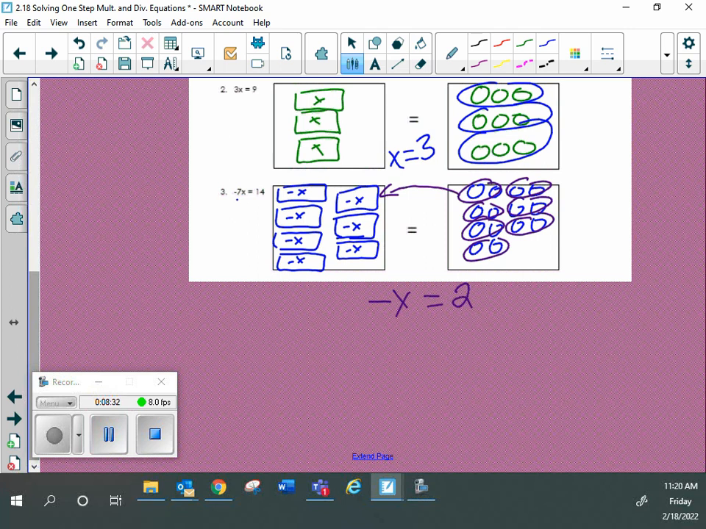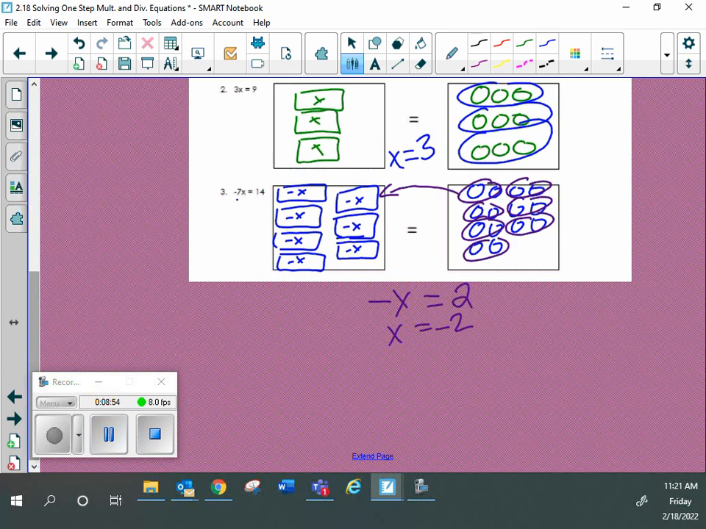Are we ever solving for negative X? No, we're looking for positive X. We're looking for positive X. So there's a couple ways you can think of it. X and negative X are opposites, right? So I want the opposite of negative X, so I want the opposite of 2, which would be negative 2. That's one way to think about it.